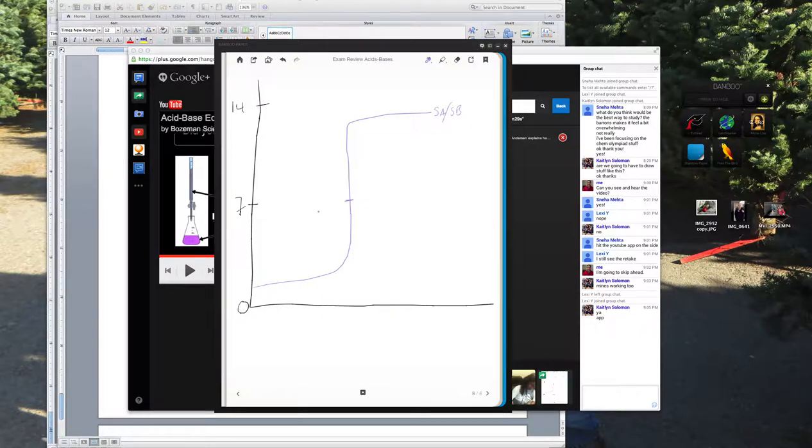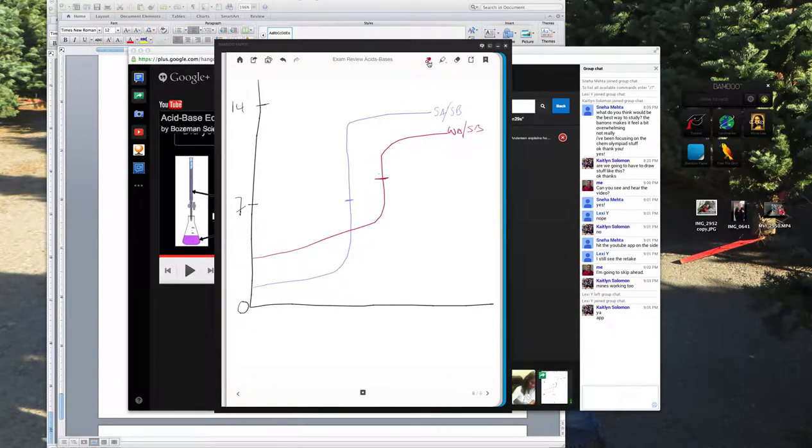If you have a weak acid titrated with a strong base, so weak acid with a strong base, now if it's a weak acid, the pH is going to start off a little bit higher. When it comes out, it's going to have a longer buffer region, and then it's going to come up here. This was a weak acid with a strong base, and now the equivalence point is higher up here.